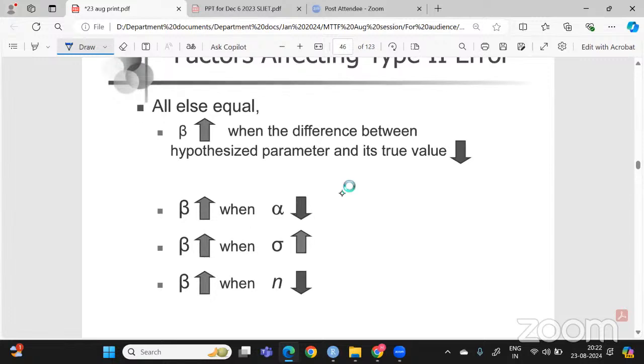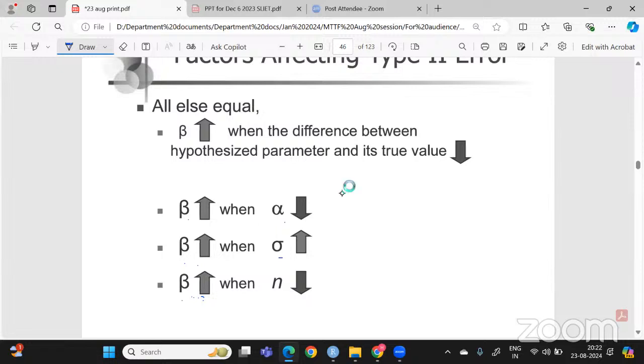Okay. So when we keep the sample size fixed, and keep other things fixed, when you increase the type 2 error, your alpha, that is the probability of type 1 error, will reduce. When you increase the value of beta, that means type 2 error, your variance also increases. And when you increase the probability of type 2 error, your sample size will reduce.